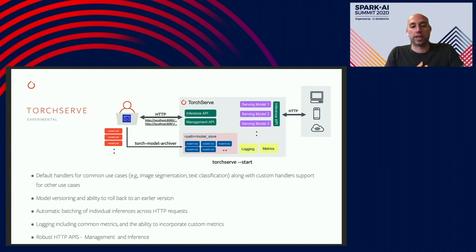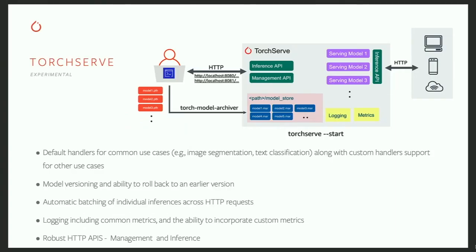It has a number of default handlers for things like image segmentation and text classification, but you can also very easily create a custom handler if you have a specific use case. There's model versioning, which is great even for prototyping. If you're doing A/B testing, you can create a quick model version of what you're doing. If you train another model and want to version that as well, you can do a quick comparison. There is automatic batching across HTTP requests.